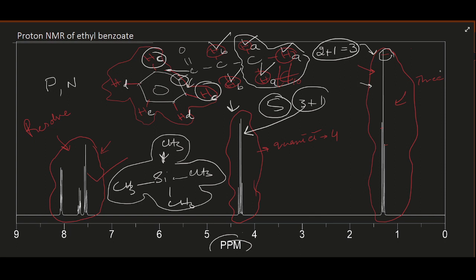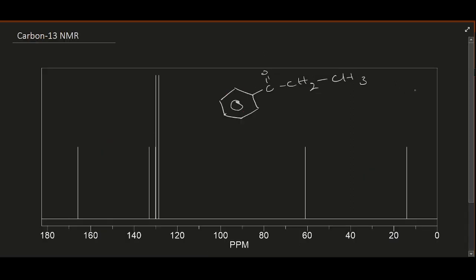So let's discuss the carbon 13 NMR spectrum of ethyl benzoate. This is a carbon 13 NMR spectrum, and I already drew this molecule to save time. How many peaks are there? 1, 2, 3, 4, and this is a small peak, 5, 6, 7, I think. Let's see how many peaks there are.